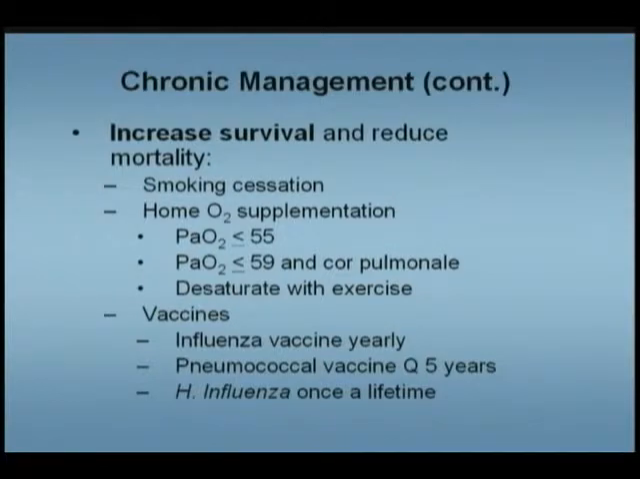Some people say once in a lifetime, but just to be sure, people that are relatively immunocompromised, you may want to be sure by giving it every 5 years. But if they say pneumococcal vaccine once in a lifetime, that's adequate too. And then the Haemophilus influenza vaccine, the bacterial Haemophilus influenza, once in a lifetime also. So make sure that these patients get their vaccines, and this goes for all patients with chronic pulmonary disease.